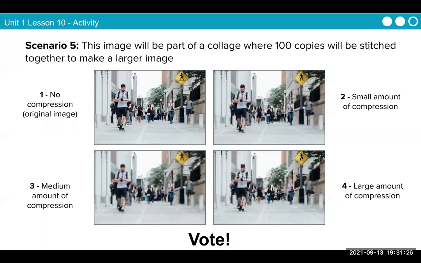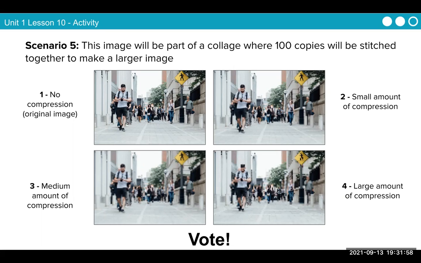Okay, scenario 5. This image will be part of a collage where 100 copies will be stitched together to make a larger image. So really, you're just using it as paint. What do you think? No compression, small amount, medium, large, you're making a collage. We can stop the video. Okay. What do you think for a collage?